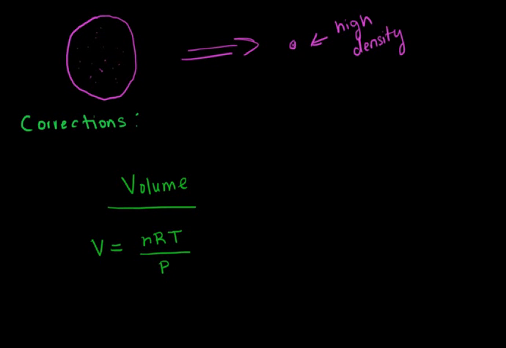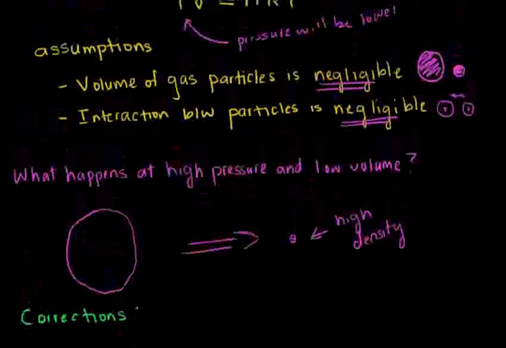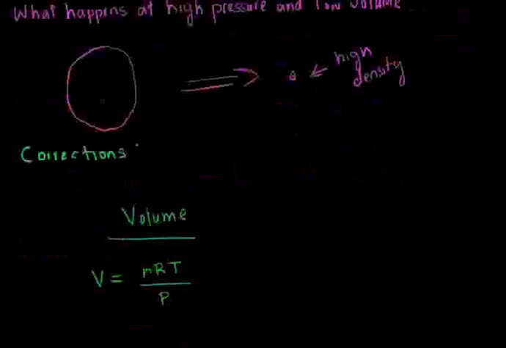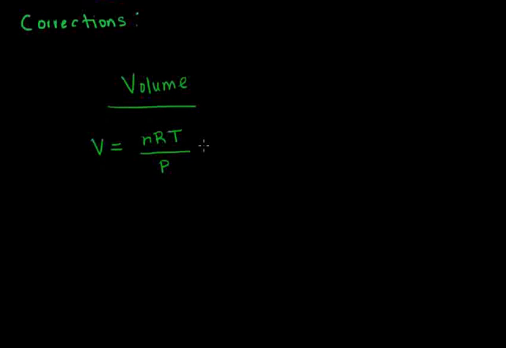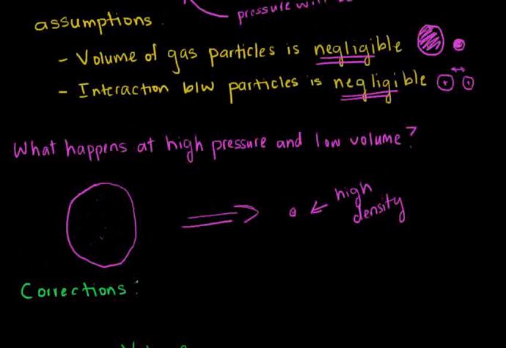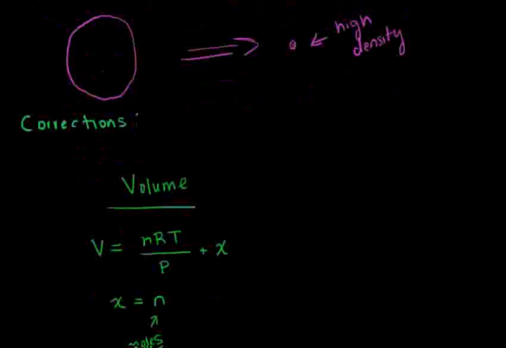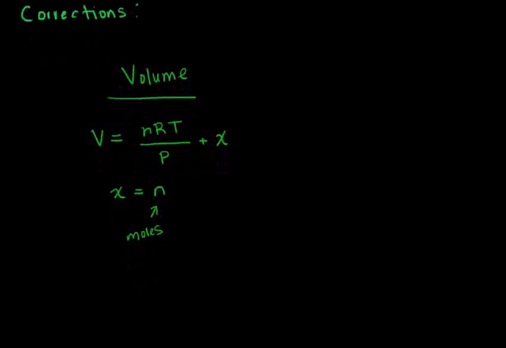And so we said that the volume is actually going to be larger at non-ideal conditions, so we're going to have to add some term, let's call it x, to this equation to account for this change in volume. What is x? Well, I can tell you that x is going to be in some way proportional to the number of moles of gas that we have. And that makes sense because the more gas particles we have, the more space they're going to take up, and therefore the more volume we're going to need to add to the ideal gas law.